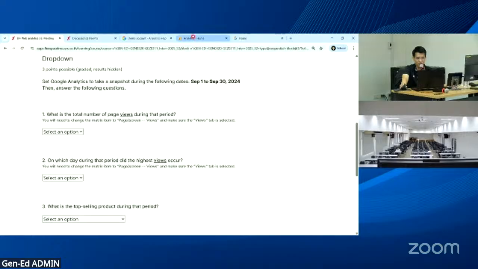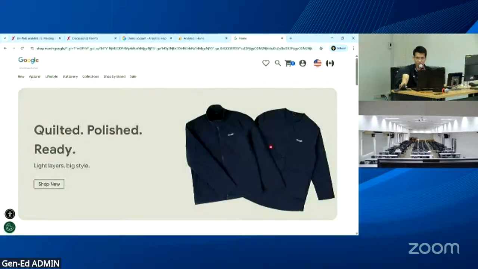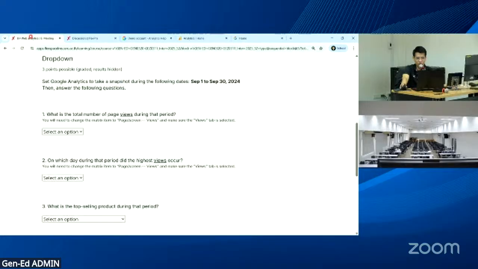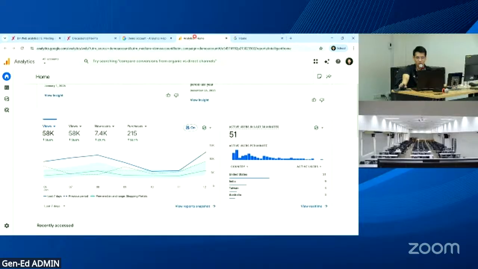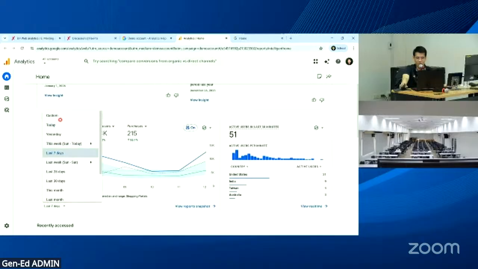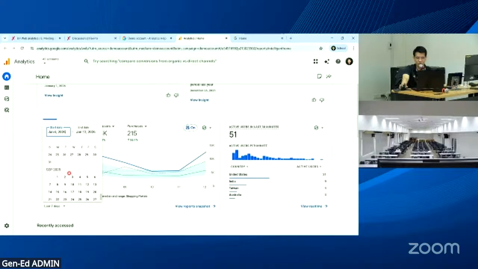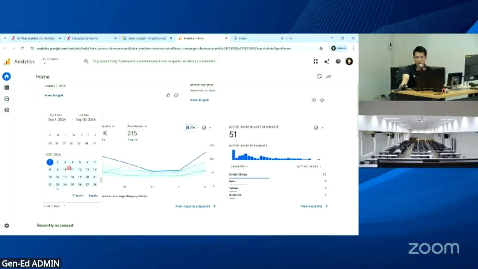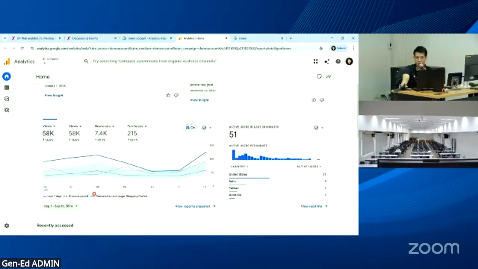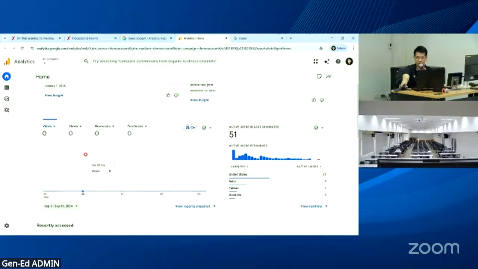Okay, first, this is the analytics page that catches the information from the Google Merchandise Store. And I want to set Google Analytics to take the snapshot from September 1 to September 30, 2024. So what I need to do is set the dates. Not the last 7 days, but from September 1 to September 30, 2024. But I found that this is outdated and was removed from the system already.